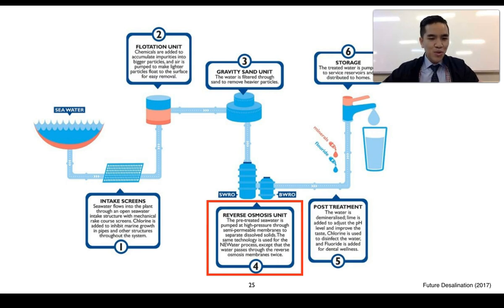So for example, we have intake screens which attempt to prevent any intake of marine life. We have flotation units which can allow for the coagulation and flocculation of clay particles and other components. And also in step 3, a gravity sand unit which is essentially designed for filtration.